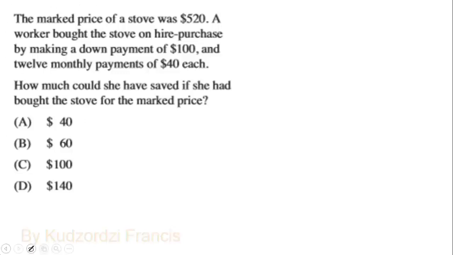The mark price of a stove was $520. So the mark price is $520. A worker bought the stove on hire purchase by making a down payment of $100 and 12 monthly installments of $40 each. So a down payment of $100 and 12 monthly payments of $40.